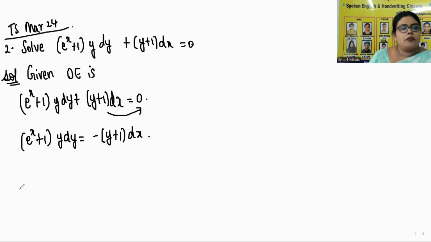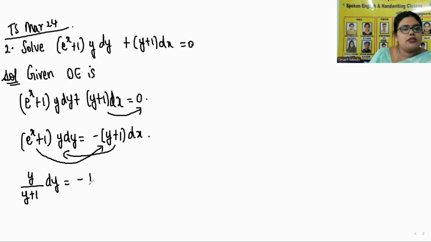Now what to do? Bring all x terms to one side and y terms to the other side. So we will take this y plus 1 here and e power x plus 1 to the right hand side. So this will become y by y plus 1 dy is equal to minus 1 by e power x plus 1 dx. Okay. Now let us see how to solve this. Now we will integrate on both sides.